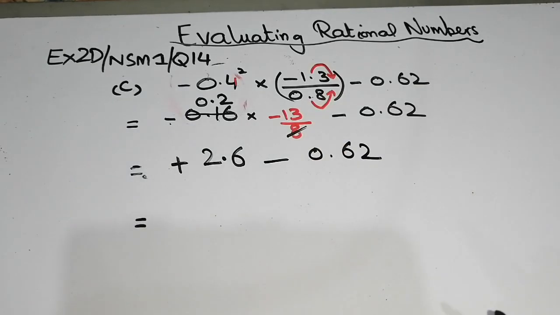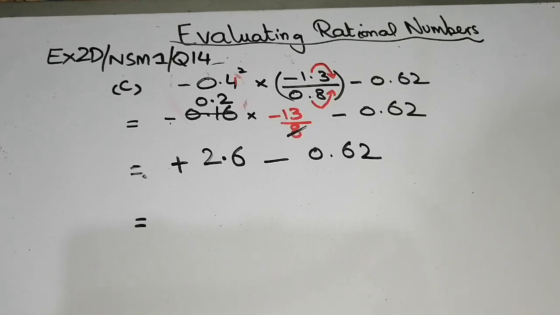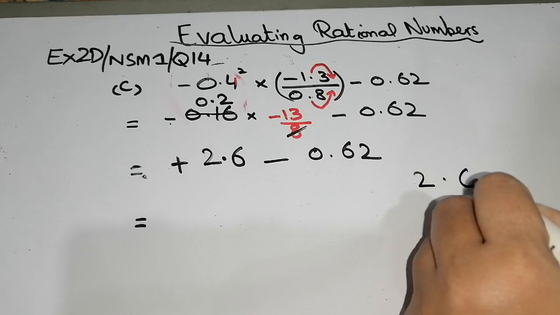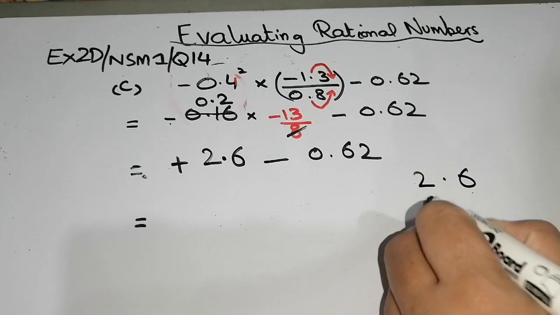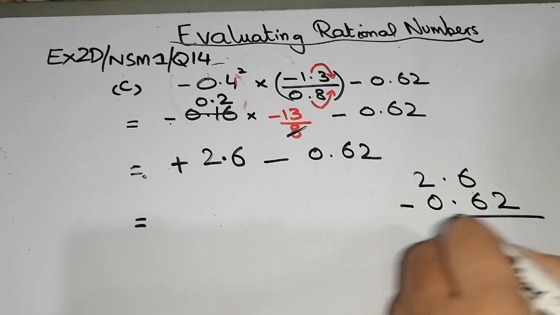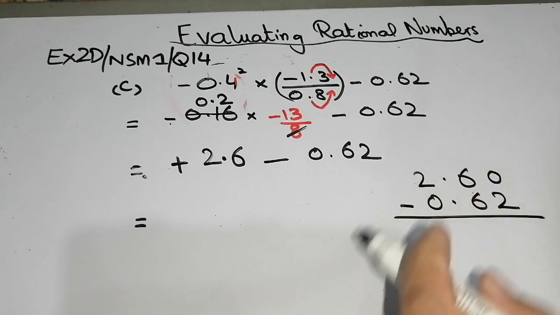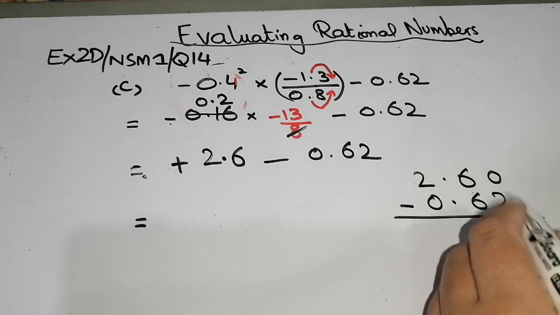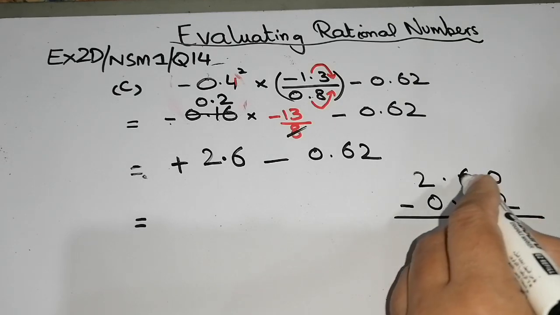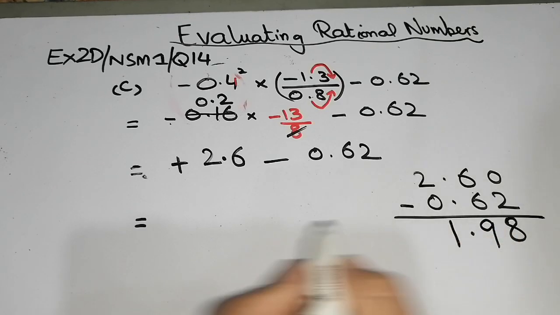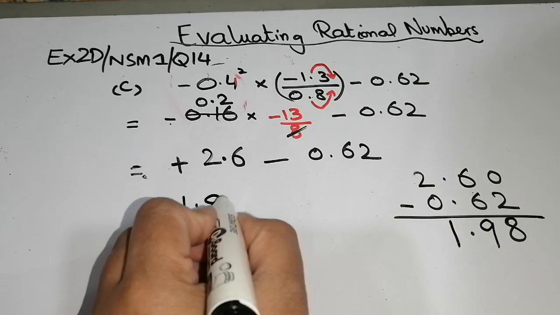Now the subtraction of decimals. I know that in subtraction of decimals, I need to keep the decimal under the decimal. Like this. Then I will do the padding of zeros to balance the equation. Then I can simply subtract it. 10 minus 2 is 8. 15 minus 6 is 9. And it's 1. So the answer is 1.98.